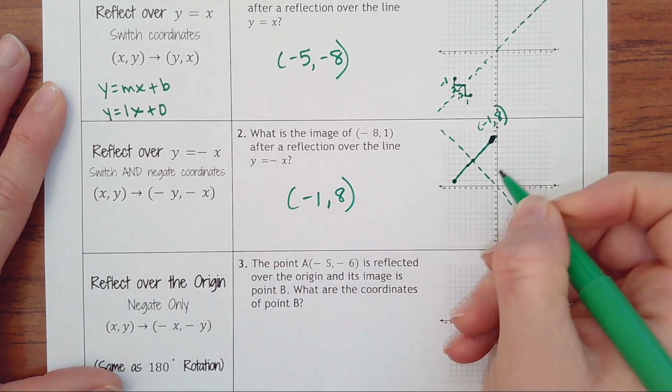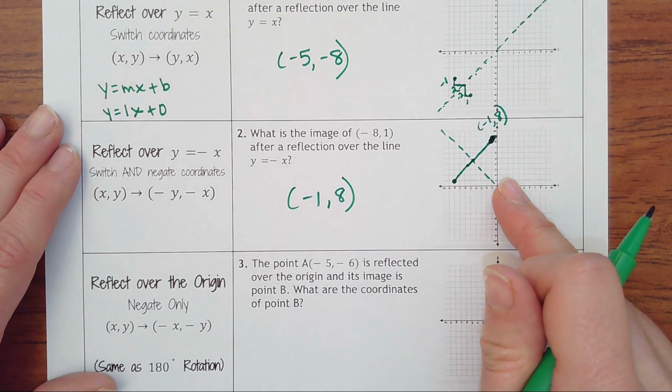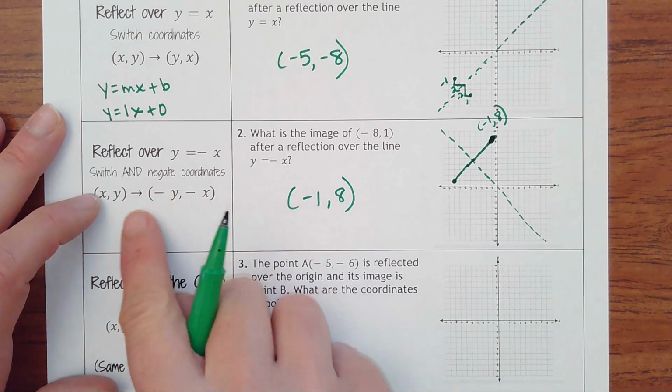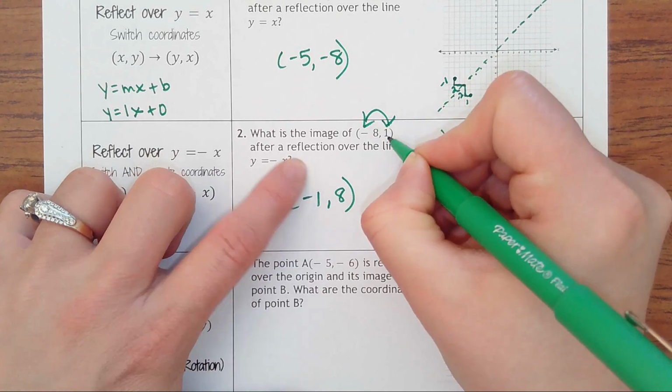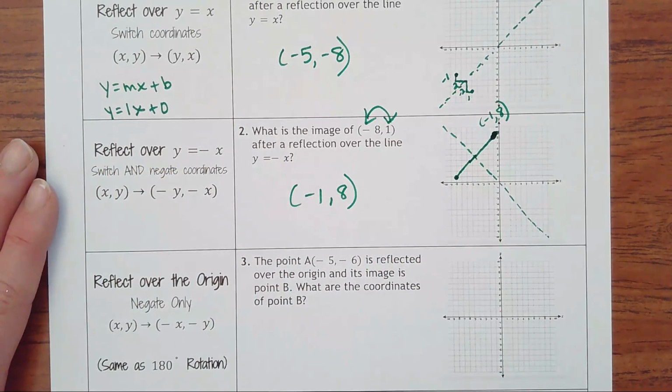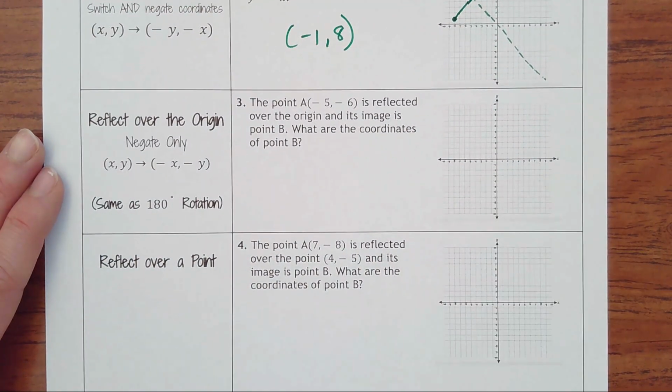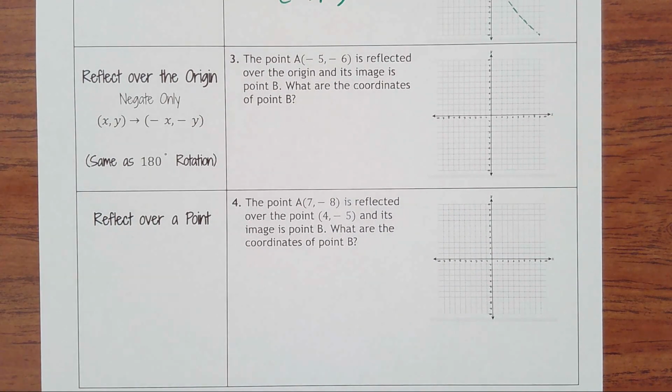So again, you don't have to do this, but knowing the rule and knowing what's happening really helps. So what you do in this one, you switch and negate. So we're swapping, but now this becomes a -1 and this becomes a +8. Okay, the next thing that we need to know how to do is reflect over the origin.